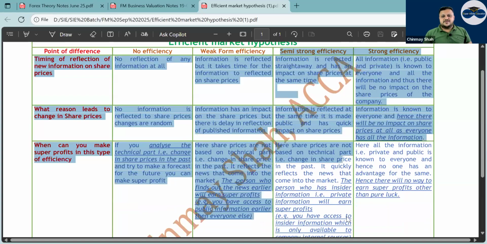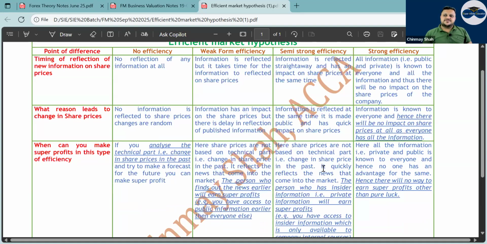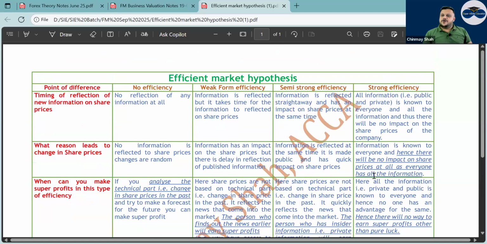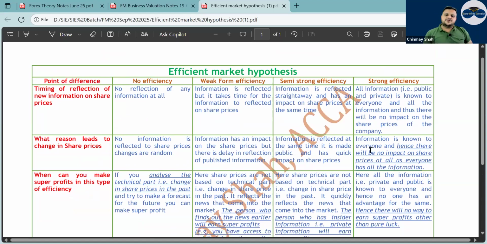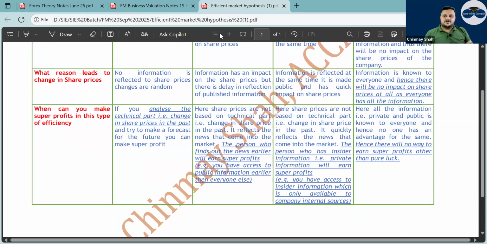Then there is something called semi-strong form efficiency. What is semi-strong form efficiency? Where the news which gets out directly has an impact on share price. Here you need to have insider information to make super profit. Correct? When it is strong form, everyone knows everything. There will be no impact of any good or bad news on the share prices, and you can make a super profit only by luck.